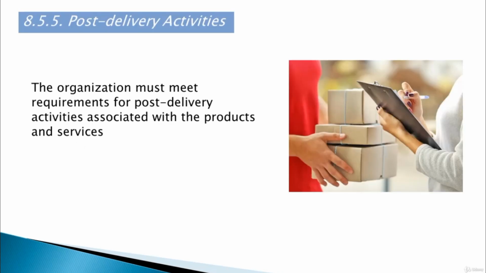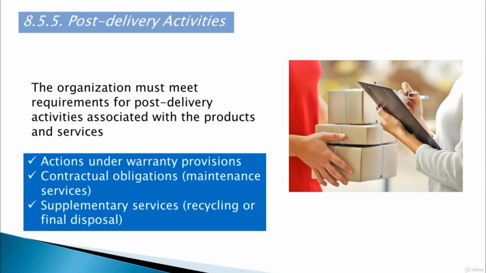The fifth part of subclause 5 is the post-delivery activities. Basically, the organization needs to meet requirements for post-delivery activities associated with the products and services. So this is about post-delivery, after delivery. So what an organization should do after they have supplied a product or service. These activities can include actions under warranty provisions and contractual obligations like maintenance services, or activities like supplementary services like recycling or final disposal.